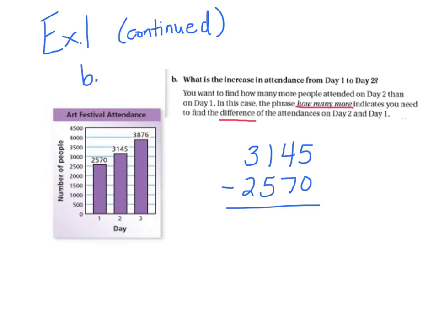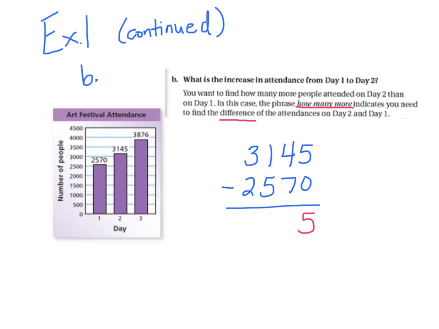And then 2,570 people attended on day 1, so we put that underneath, and we're going to find the difference of these two numbers by subtracting. So again, we line them up by place value, and we start in the ones place, and 5 minus 0 is 5. Then when we come to the tens column, we have to ask if we can take 7 away from 4, and we can't without doing a little bit of borrowing or regrouping.